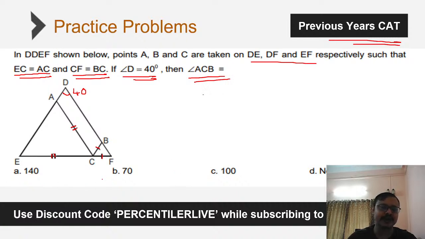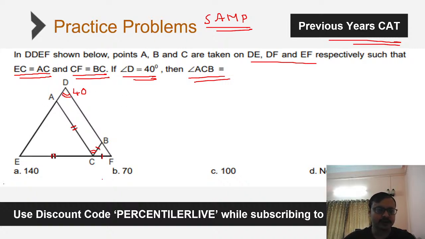Anybody? How do we find out the value of angle ACB? Angle ACB is this angle. How do we do this? All you need to do is simply take sample values and check. In geometry, any question that you're not able to solve, just take sample values and check. But do not violate any of the terms in the question.